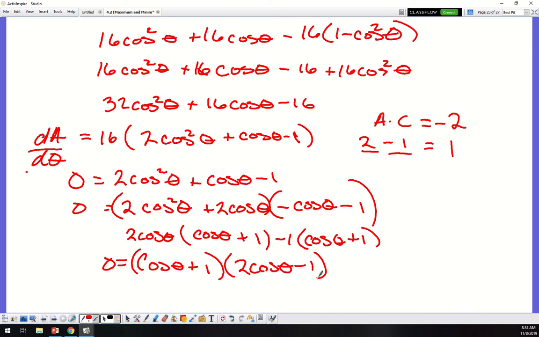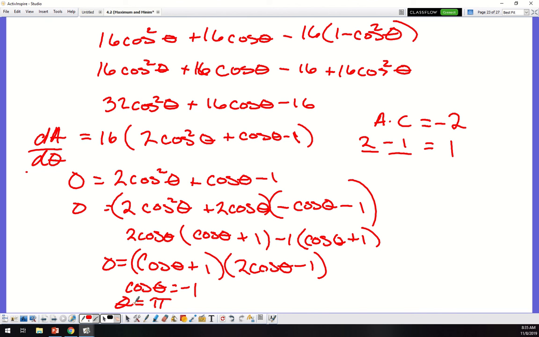Okay, so set each one equal to 0. So if I set this first one equal to 0, that's going to be cosine theta equals negative 1, right? Yes? Okay, so cosine theta equals negative 1. What's theta going to be for my cosine to be negative 1? Yeah, cosine's the x value. At pi, very good, at pi. Yes. So this one's going to be pi. There we go. That one's going to be pi.